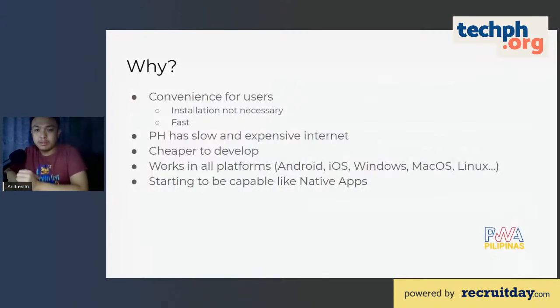So imagine using it for a contact tracing app, diba? Since the problem is 3G, progressive web apps should work and can work on slower internet connections. And also, just like what I've said earlier, it's cheaper to develop and it's starting to feel like native.